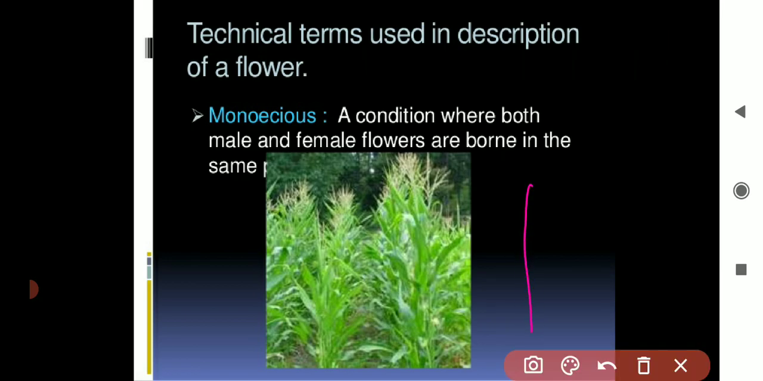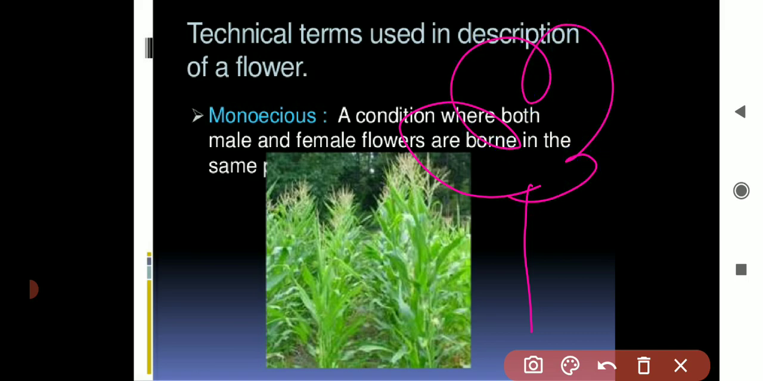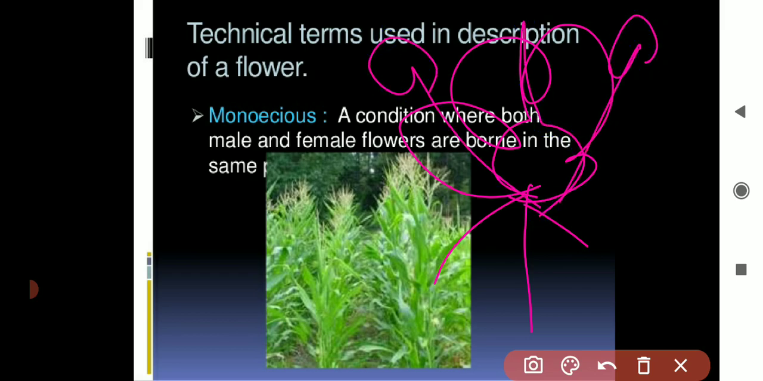Suppose this is one plant, and on the top of this plant is one flower. So the calyx and corolla and all are there. Then this is the gynoecium and this is the androecium. So this is your monoecious plant.